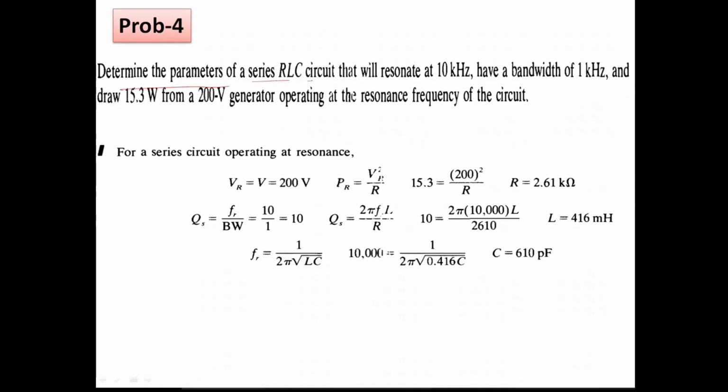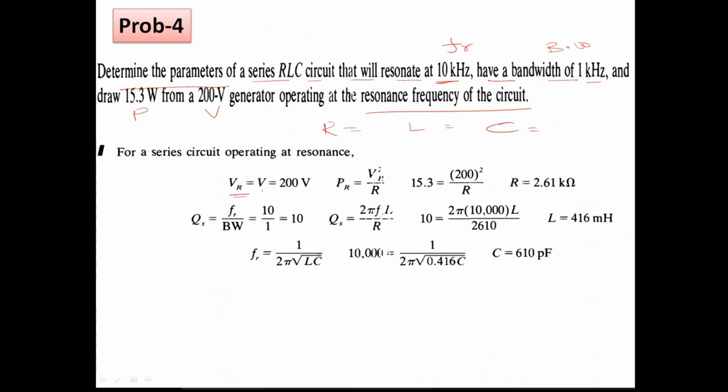Then take another example. Determine the parameters of a series RLC circuit that will resonate at 10 kilohertz. That is, the resonant frequency is given as 10 kilohertz, and it has a bandwidth of 1 kilohertz, and a power of 15.3 and a voltage of 200 volts generator operating at resonant frequency. Right. So what we have to find out is the parameters of the series circuit. That is RLC. You have to find out R, L, and C. Let us find out that.